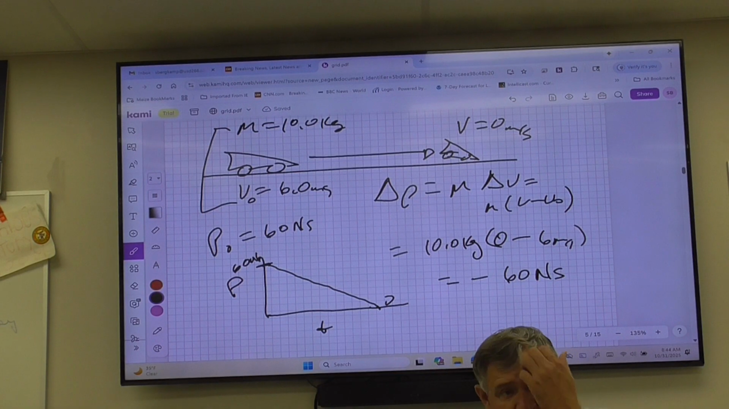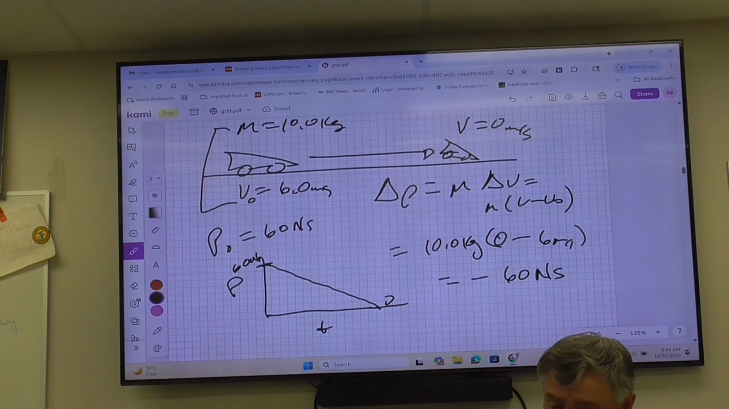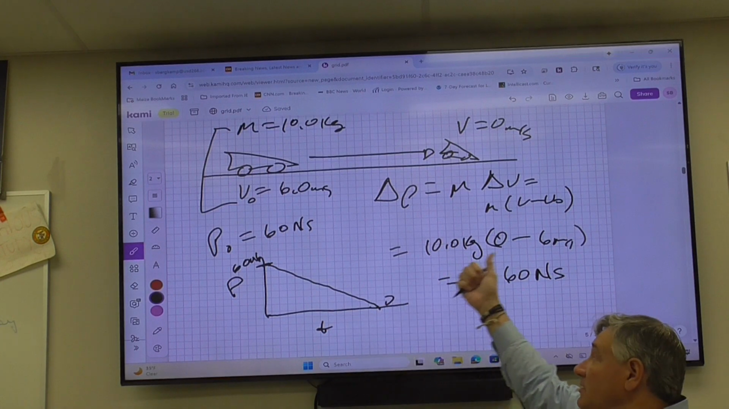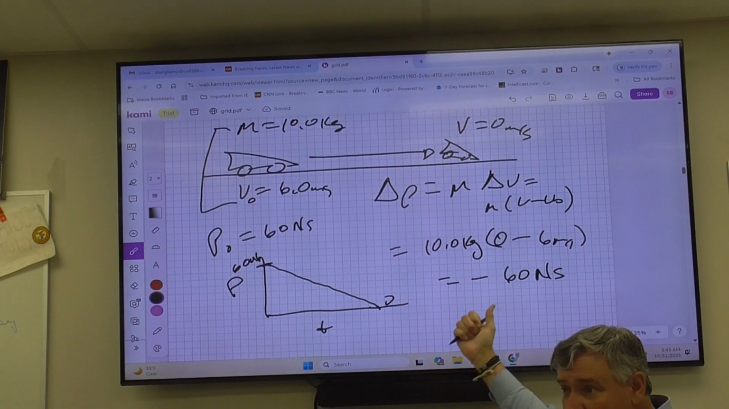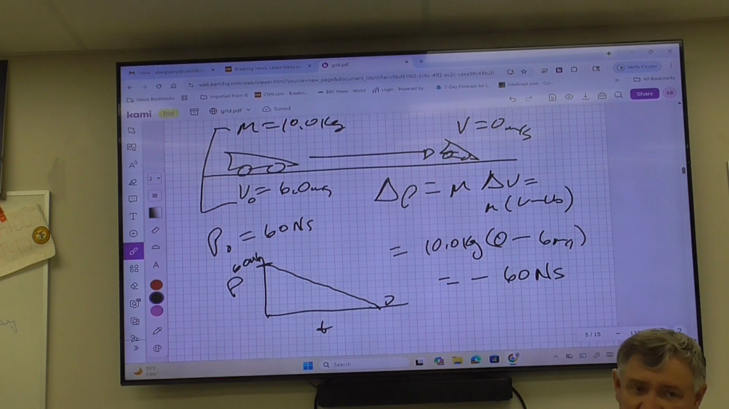Now, what's going to be the sign of the slope? Negative. What does the slope of a momentum time graph give you? Force. So is the force going to be a negative value? Yes. Which should make sense. Because the car is moving to your right, so if you're going to stop the car, which direction does the force have to act? Opposite. So your force has to be a negative value, okay?